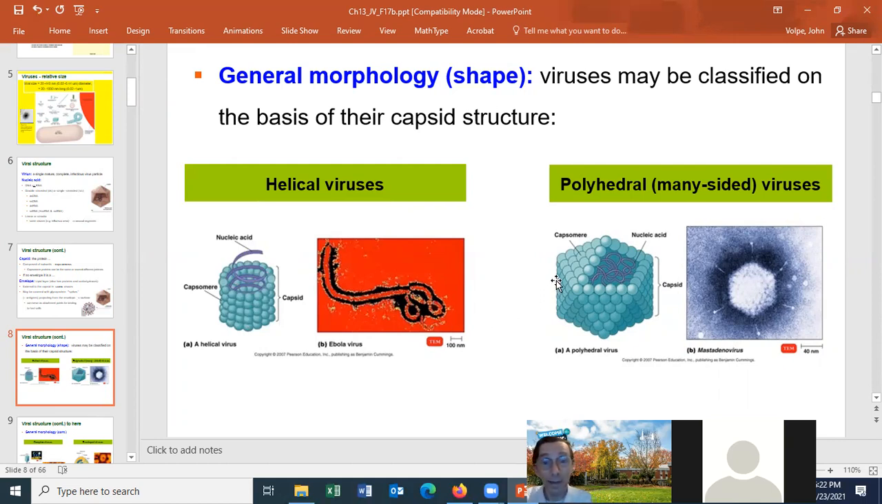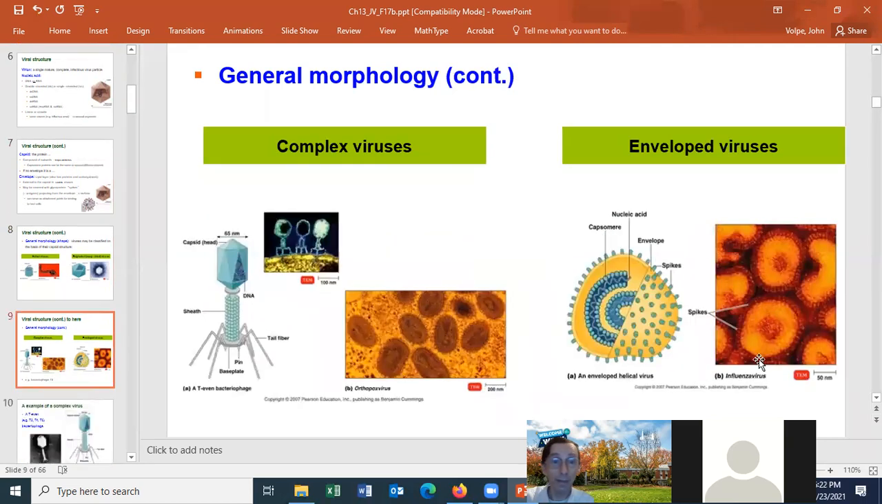And there are also polyhedral viruses. Those are viruses with many sides, and they sort of look like a dice. This has been cut out so you can see the nucleic acid inside, but that would be filled in. And there's an actual virus that's polyhedral. I can't read that. What is it? The masto virus. The third virus shape is complex viruses, and they can be any shape you can imagine.